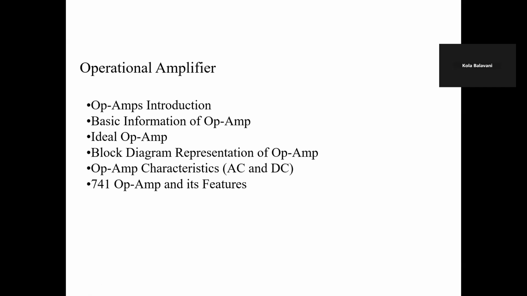The operational amplifier is simply called op-amp, and it is available in the form of an integrated circuit. The topics under operational amplifier are an introduction and some basic information, the ideal op-amp, block diagram representation of the operational amplifier, operational amplifier characteristics, and 741. This is nothing but the IC number of the operational amplifier, and its features.